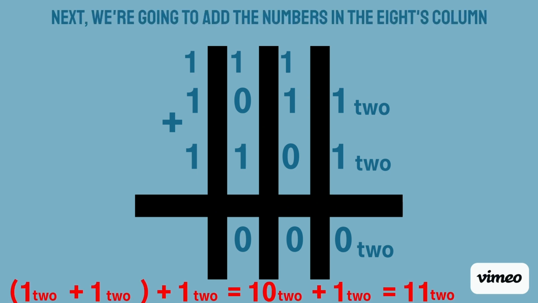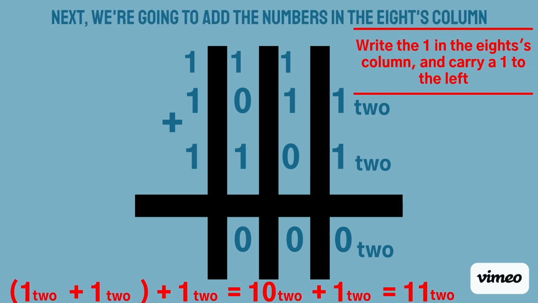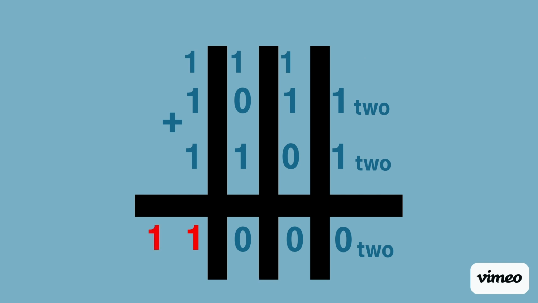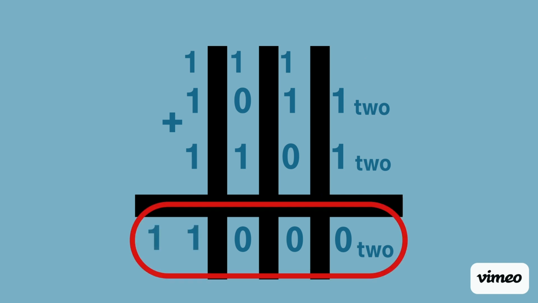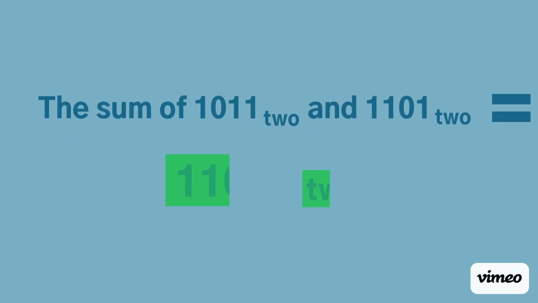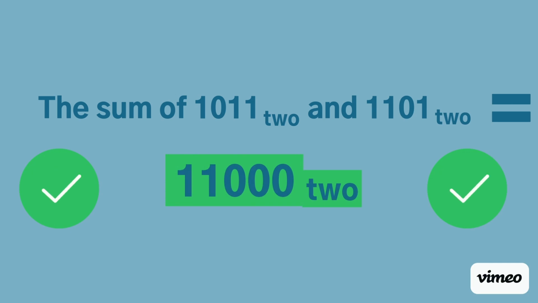Next, we're going to add the numbers in the 8's column. 1 plus 1 plus 1 equals 11 in base 2. And we're going to write those to the left. And then we get a sum of 11,000 in base 2.